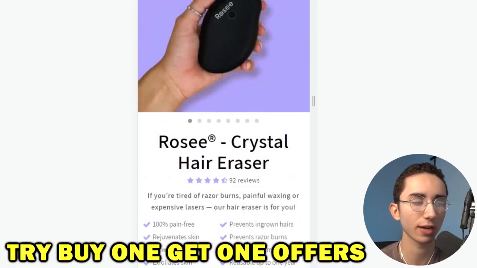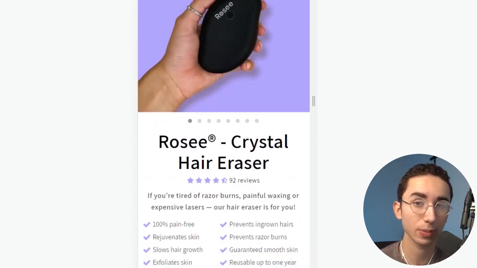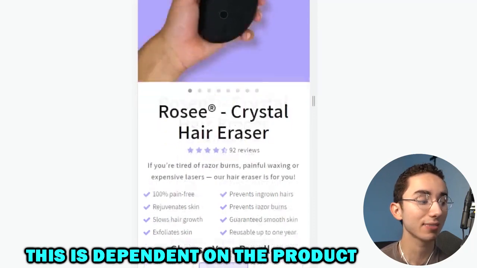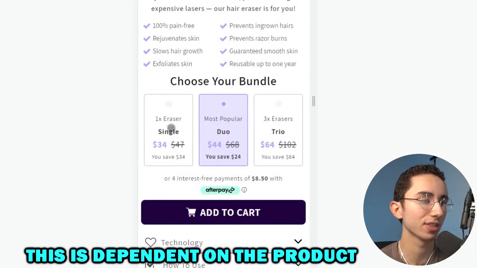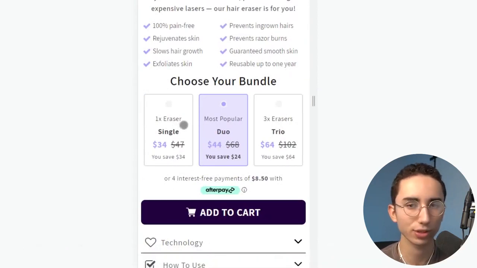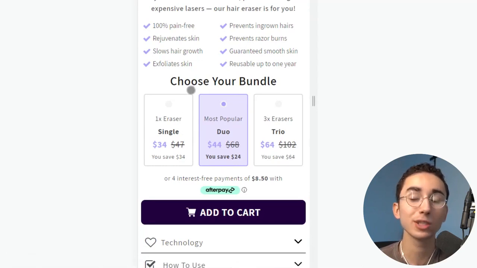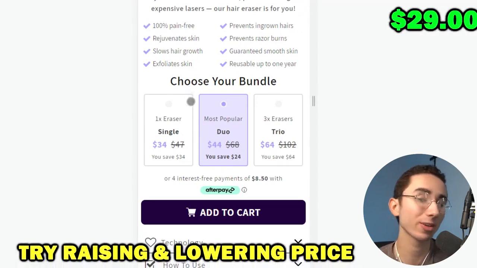So this is a crystal hair eraser. So I can definitely see people buying 2 of these. Maybe you give one to your mom or your friend or your sister so you can try it out. So I can definitely see if the main offer we have here is just, okay, it's 15% off, it's 20% off if you buy one. That might not be the best offer in the world. So with this brand, then I would recommend trying the BOGO offer or trying something with the price where maybe instead of $34, we do $29 or maybe we try $37.